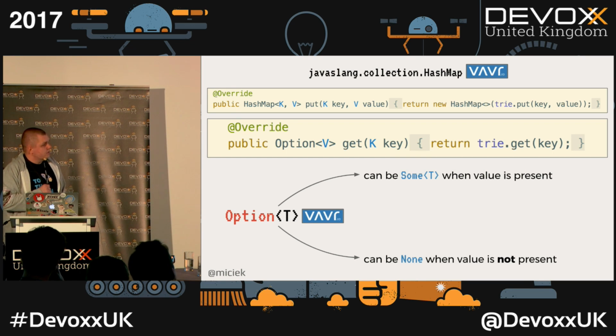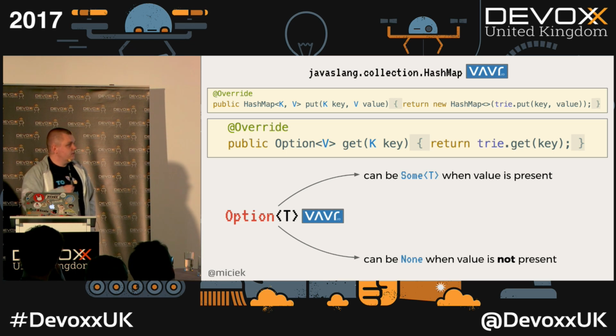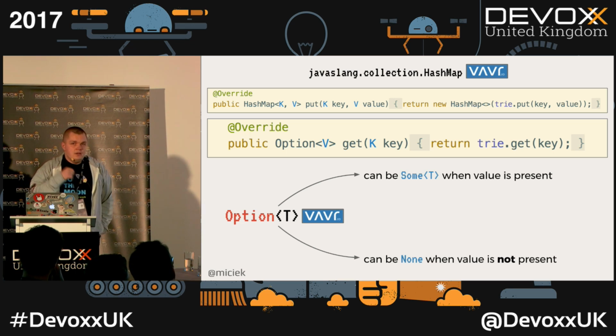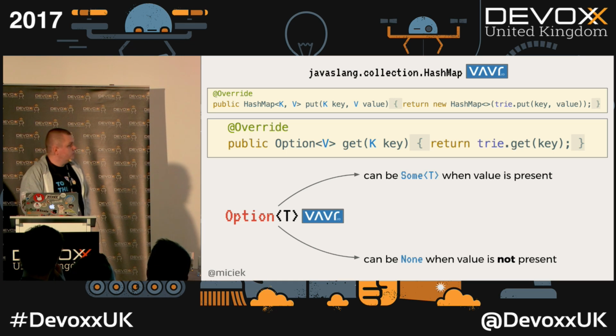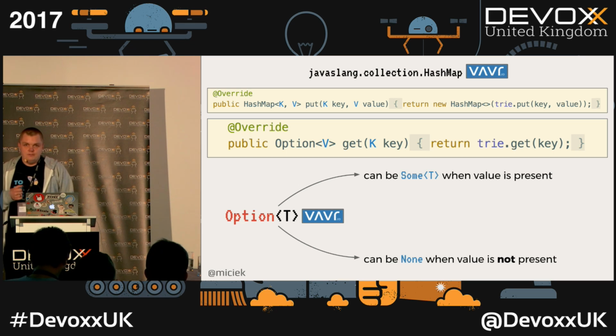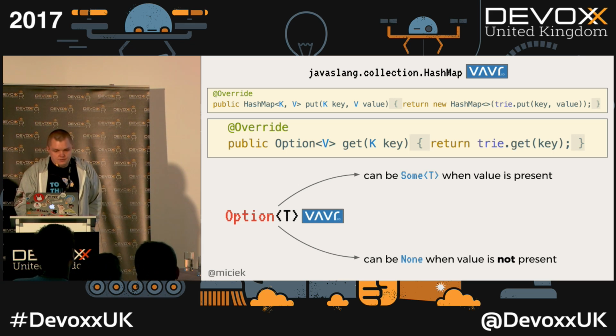And we used an additional thing from Vavr here, because we didn't use the hash map from Java. We used the hash map from Vavr, and the hash map from Vavr is of course immutable. So every time you call a put, it returns a new hash map. Every time you call a get, it returns an option type. Whenever option is Some, that means that the value is there, and whenever it's None, that means the value isn't there.